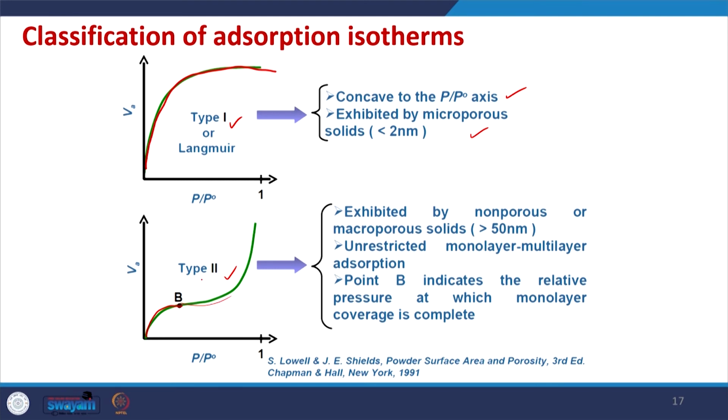So, this is called type 2. This is also very common. It is exhibited by nanoporous, non-porous or microporous solids. They have unrestricted monolayer or multilayer adsorption which is occurring. Point B indicates the relative pressure at which monolayer coverage is complete.